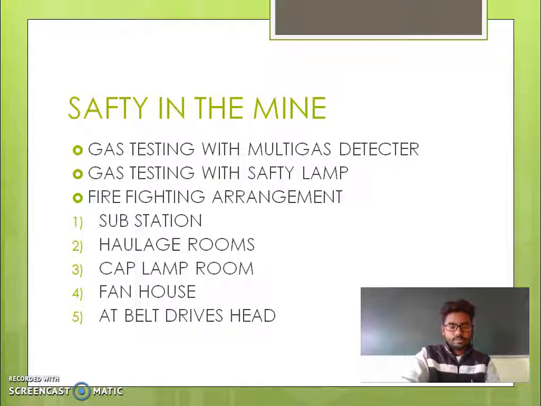Safety in mine: gas testing with multi-gas detector, gas testing with safety lamp, and firefighting arrangements at places like the substation, haulage room, cap lamp room, fan house, and at the belt drive.